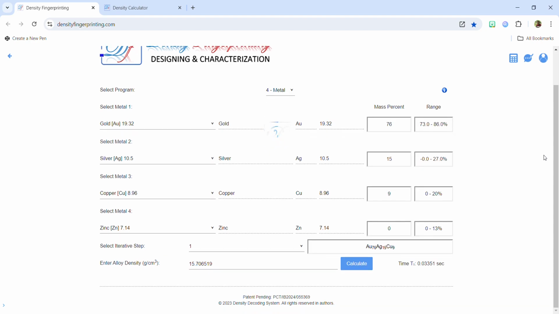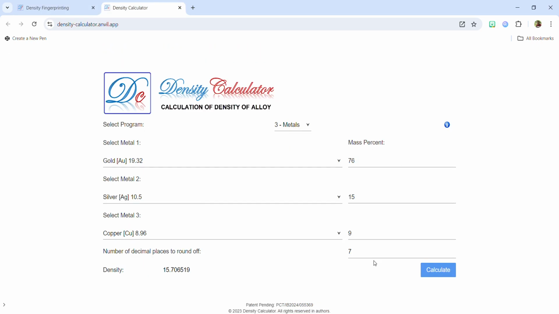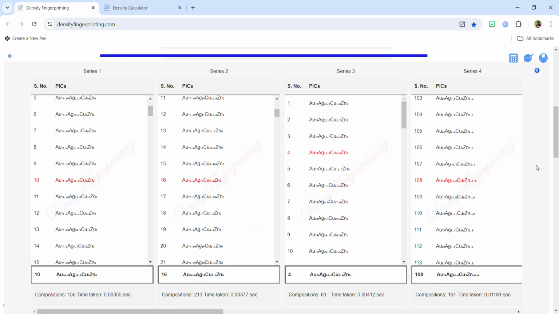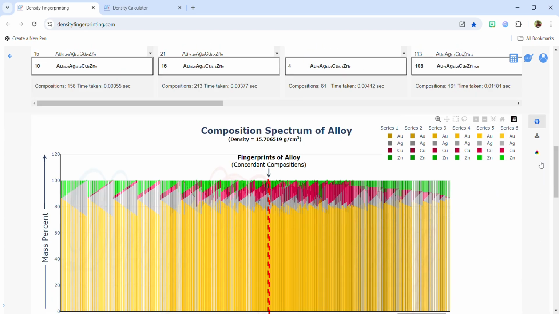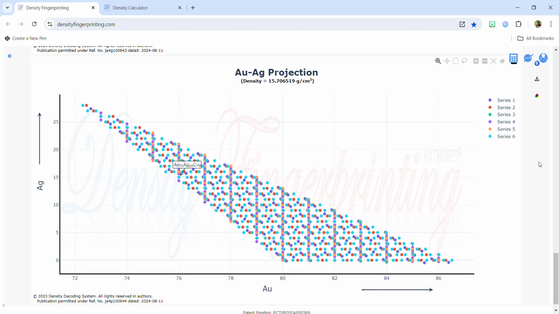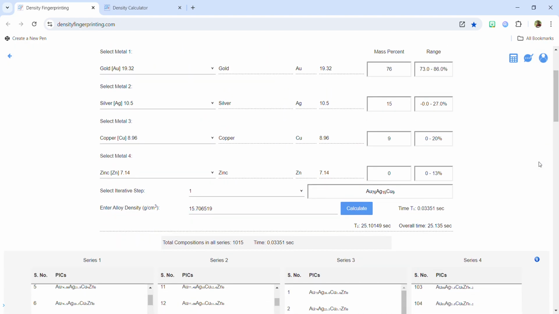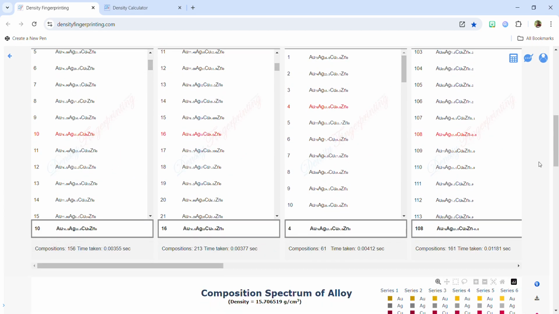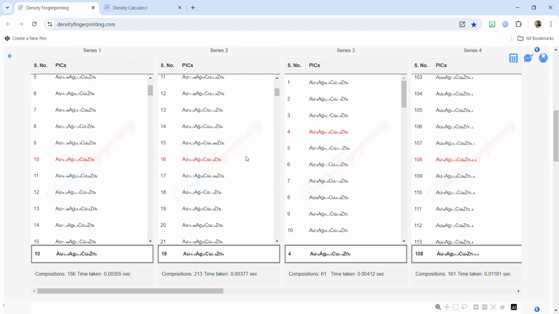And voila. So I have 76, 15, and 9 here, which is correct. And then I have 0 for zinc. Isn't that amazing? So it detected zinc to be 0, so it knows that it's a ternary alloy. That's the most amazing part about this system, is that it can detect whether your alloy is a binary or ternary or even pure metal, and it will produce zeros for the remaining compositions.